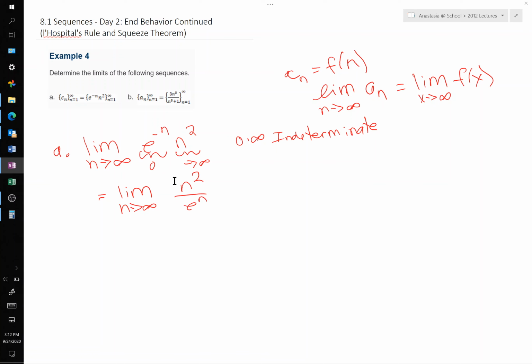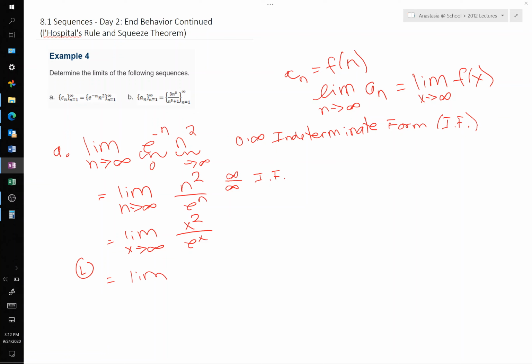Now, as n goes to infinity, the numerator goes to infinity, the denominator goes to infinity. It's still an indeterminate form, which I'm abbreviating here with IF. But this is an indeterminate form that you would normally be able to apply L'Hopital's rule to. Here is where the notation of writing it in terms of a continuous variable comes into play. So we're going to write this as the limit as x approaches infinity of x squared over e to the x. And now we can apply L'Hopital's rule.